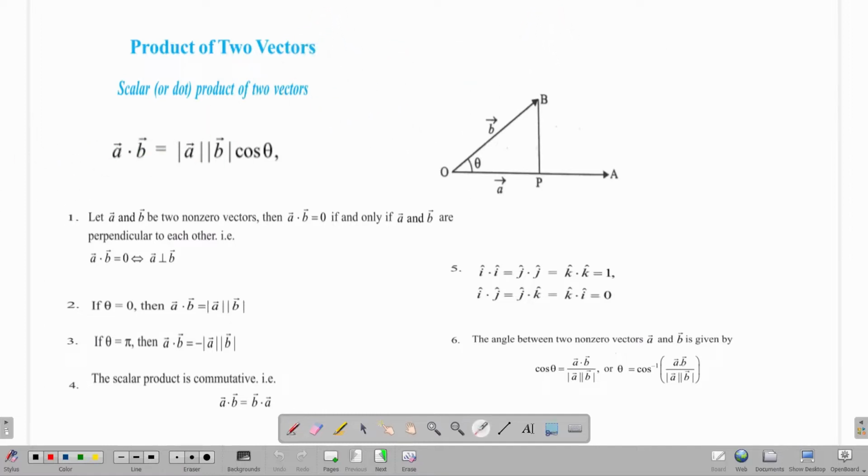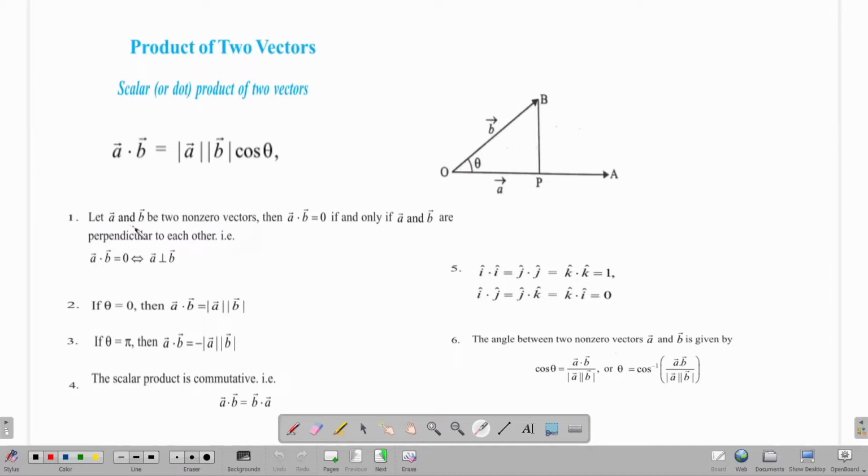Now, product of two vectors. Scalar or dot product of two vectors is A dot B, and it is equal to mod A mod B cos theta, where A and B are two vectors and theta is the angle between A and B.